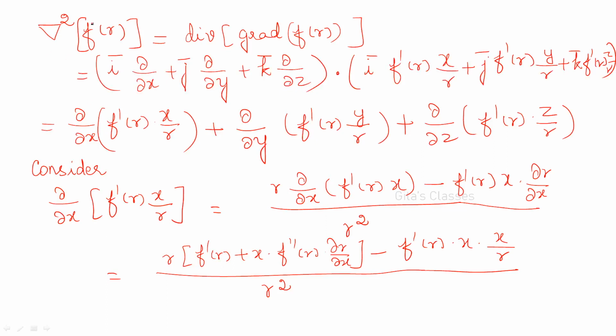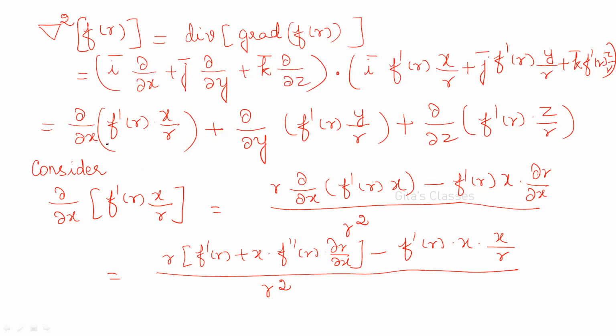So del squared of f of r is divergence of gradient of f of r. Gradient of f of r we have found out. Just substitute i into dou by dou x plus j into dou by dou y plus k into dou by dou z dot this function. That is dou by dou x of f dash of r into x by r plus dou by dou y of f dash of r into y by r plus dou by dou z of f dash of r into z by r. Now consider only the first term. I will explain how to differentiate. Similarly we can write it for y and z.